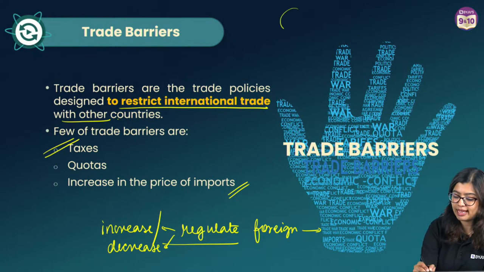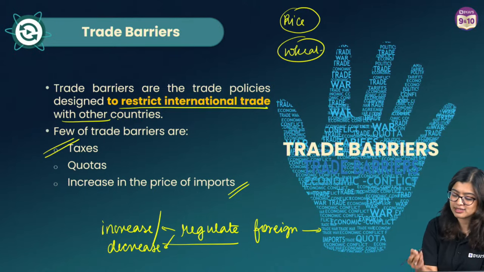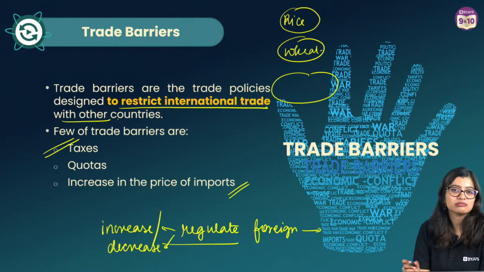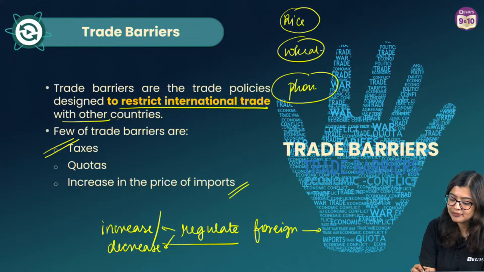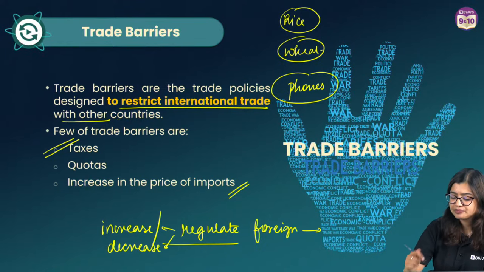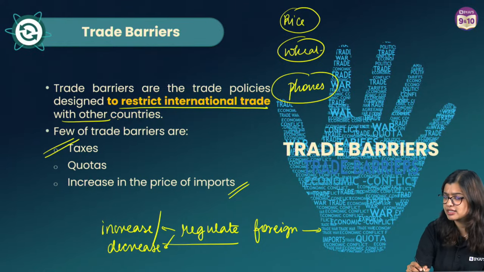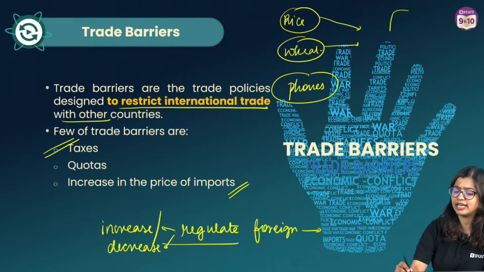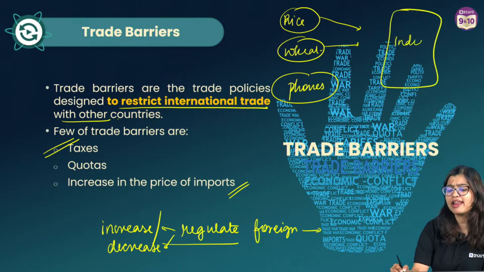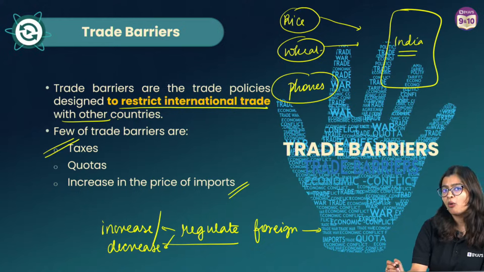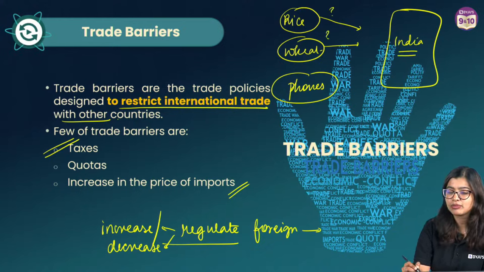So again, going back to a very basic example, where I have rice, I have wheat, and let's assume I'm taking some makeup product, or phones, for example. Now, imagine we are importing rice and wheat. If I'm importing rice and wheat into India, which is already an agricultural country, why do we need imported rice and wheat?